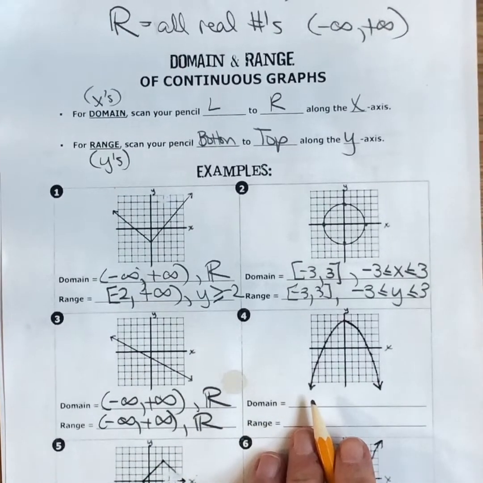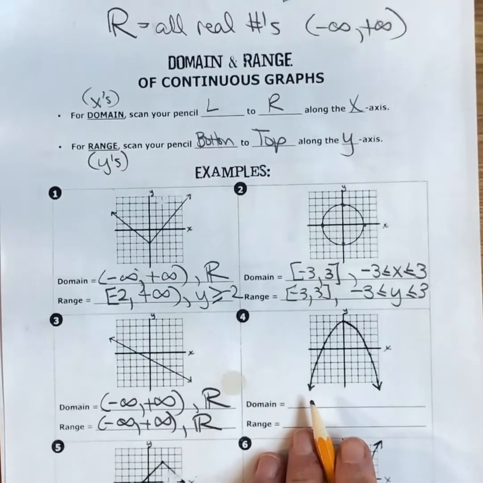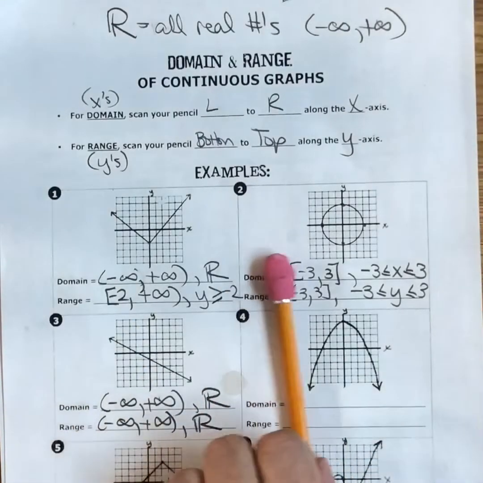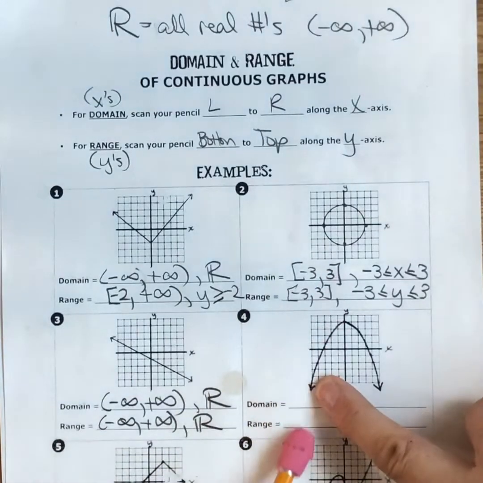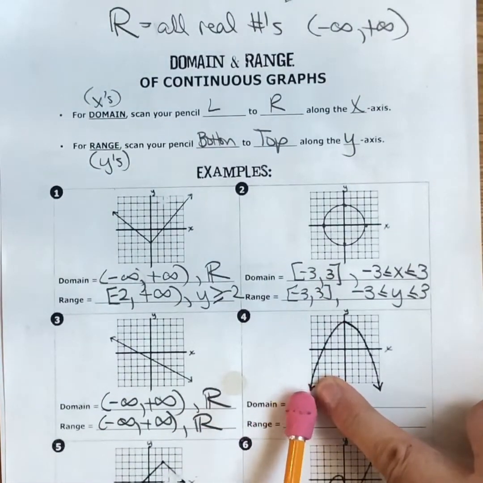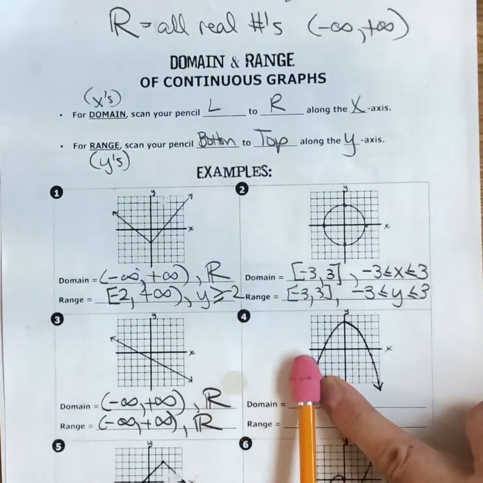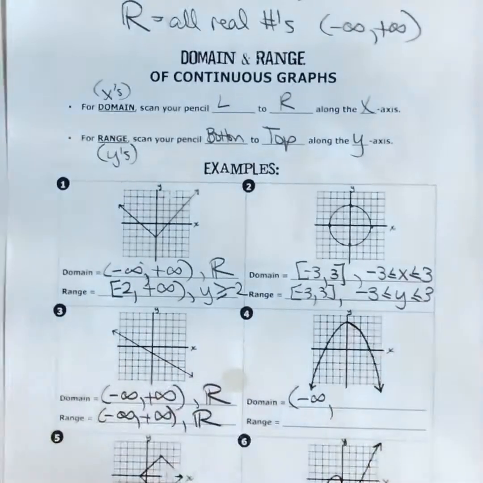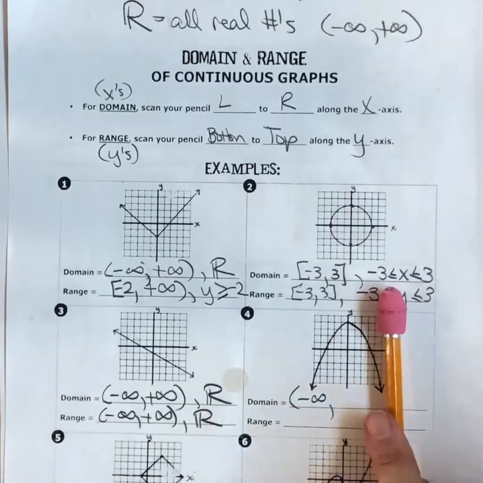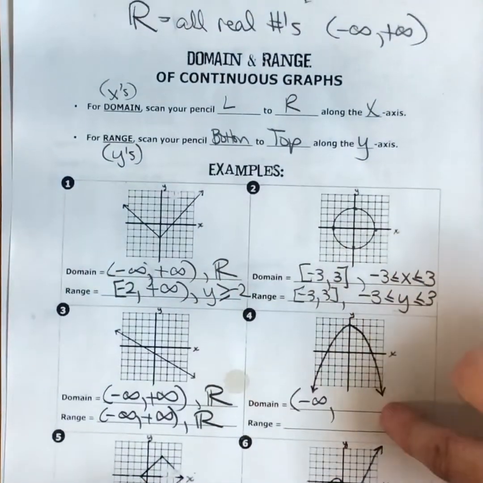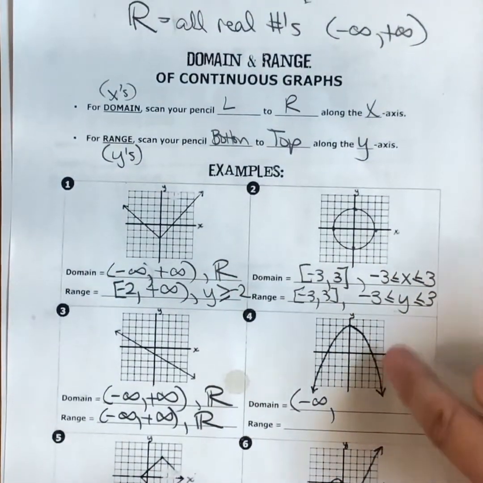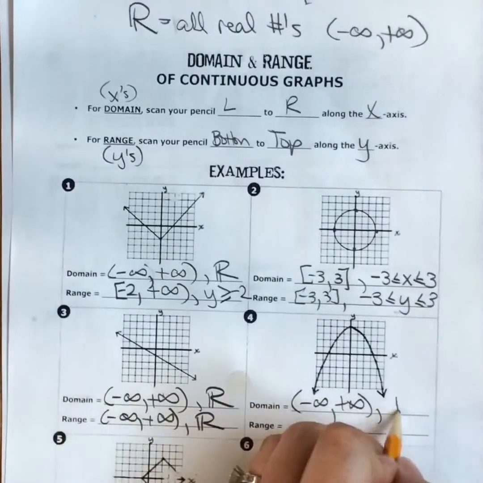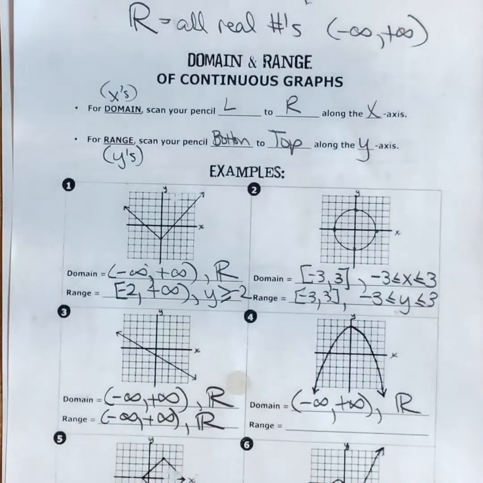Now if you look at number 4, we just do the same thing. We always start with our scanning from left to right for the domain. So on the left we hit the arrow. Even though it's going down, that doesn't matter. The point is it's going to keep getting wider and wider, which means the x's eventually are going to hit negative infinity. And then if we go to the right, we hit the arrow, same thing. It doesn't matter that it's going down. The point is it's getting wider and wider, so eventually the x's are going to go to positive infinity. And again, we've learned that that means all real numbers.